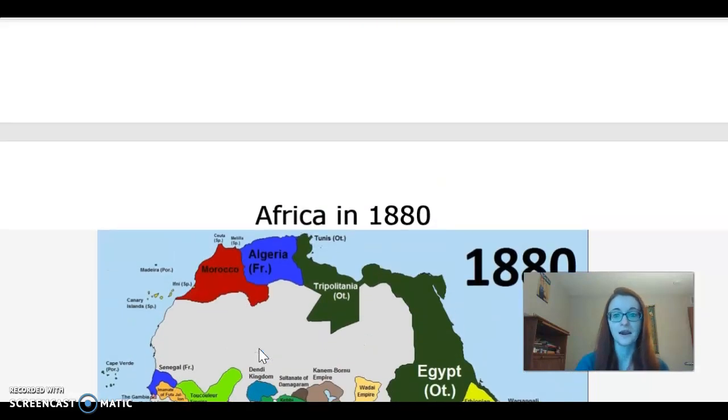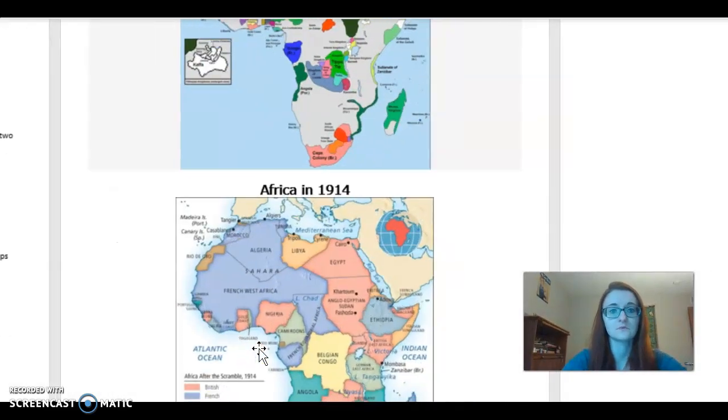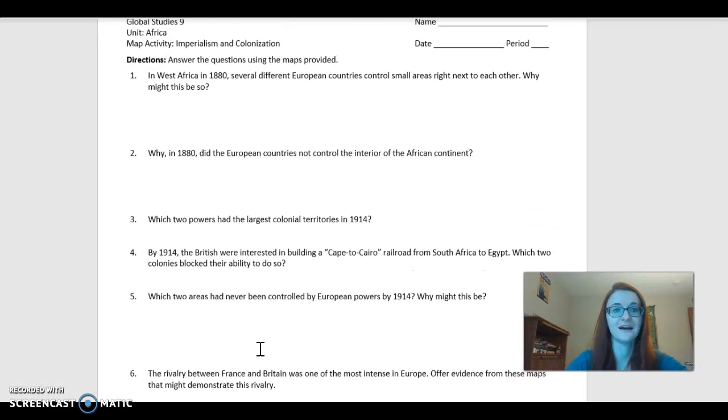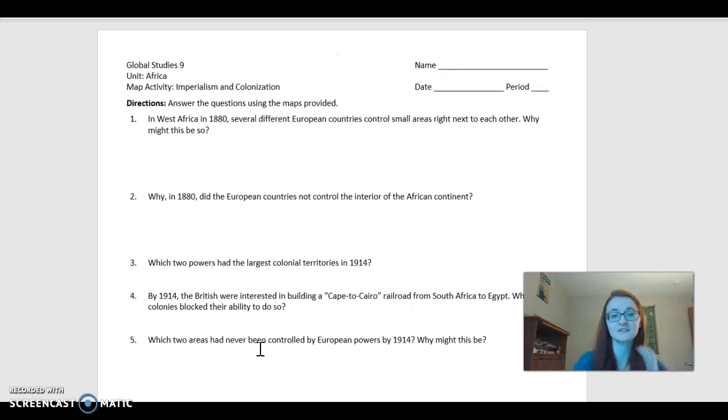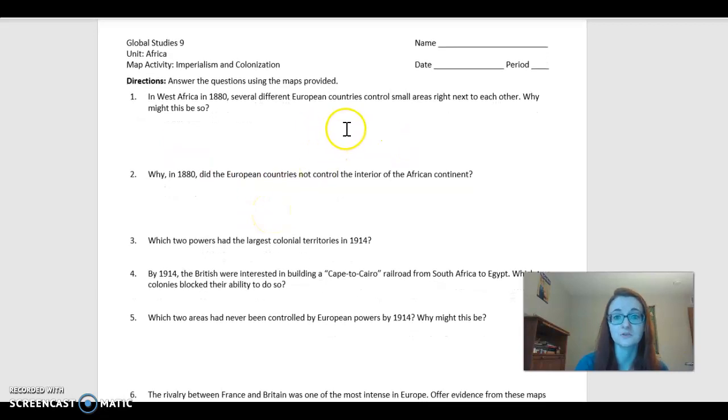All right, so let me zoom out now so you can see. There we go. The first page of the assignment will be this, and these are the questions that you're going to be answering. So in West Africa in 1880, several different European countries controlled small areas right next to each other. Why might this be so? Again, think geography. That's really going to help you there.